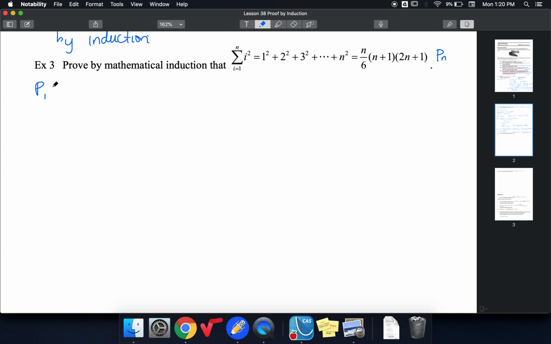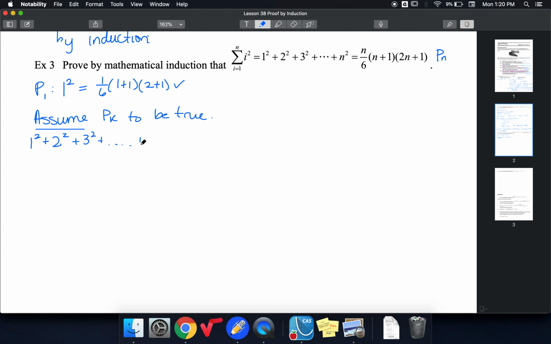So P sub 1, let's show that to be true. So 1 squared is equal to 1 over 6 times 1 plus 1 times 2 plus 1. That is true. So now assume, and it's really important that you're always writing this word, assume P sub k to be true. So that is 1 squared plus 2 squared plus 3 squared all the way down to k squared is equal to k over 6 times k plus 1 times 2k plus 1.